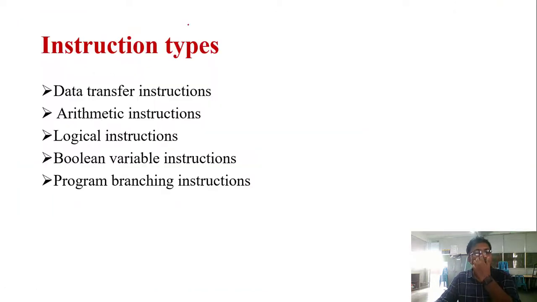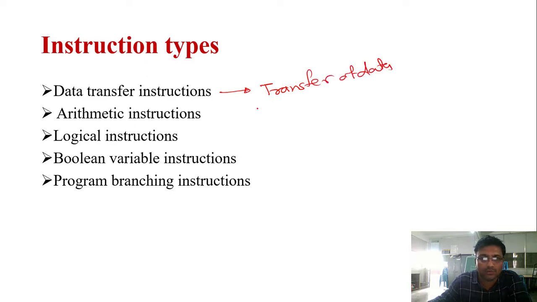So there are different instruction types. These instructions are categorized as data transfer instructions. These are used to transfer data from one memory location to another location. Then second is arithmetic instructions.